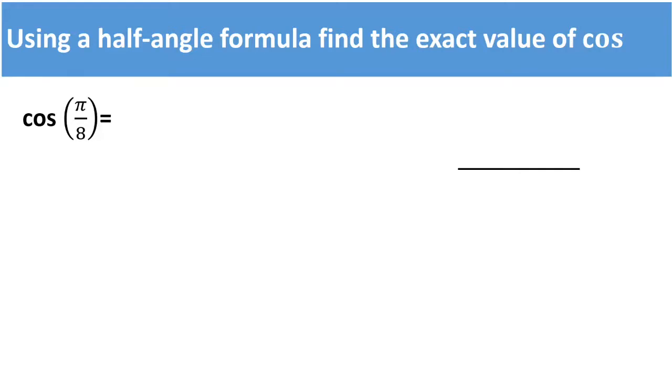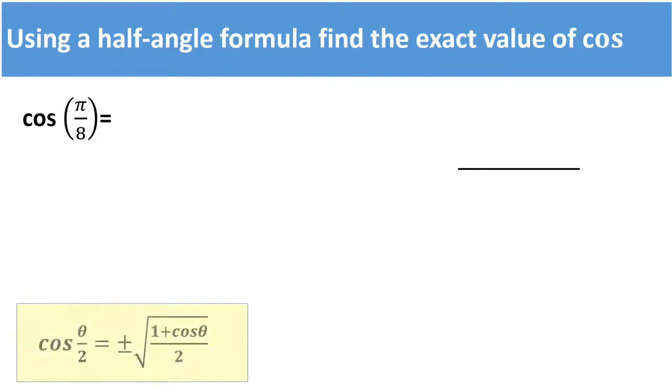Here is another example using the half-angle formulas. We want to find cosine of pi over 8. However, pi over 8 is not an angle measure on the unit circle. The half-angle formula for cosine is as follows. We can make this problem easier by converting pi over 8 to degrees.